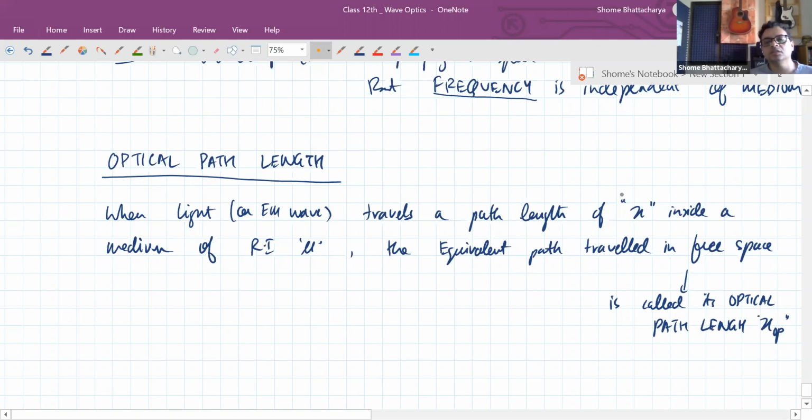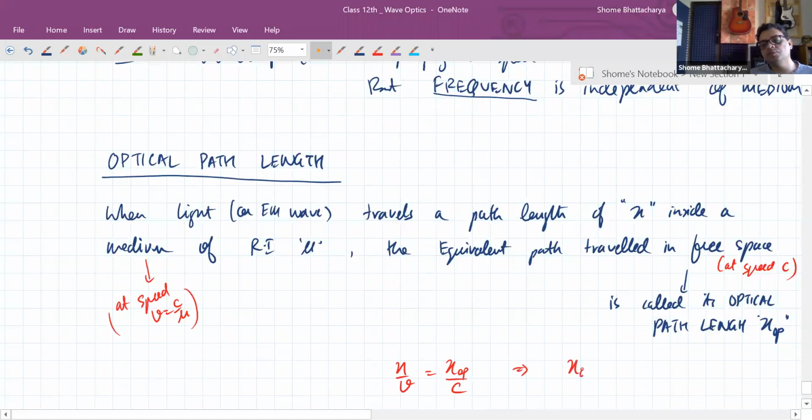So because it would have traveled in free space at speed c, whereas here it has traveled inside a medium at speed v equal to c by mu. Okay. So x by v should be equal to the equivalent optical path length divided by c. So that gives us the formula for the optical path length.